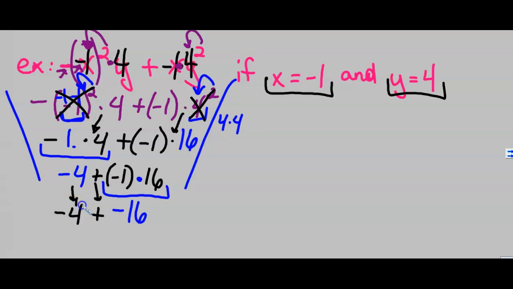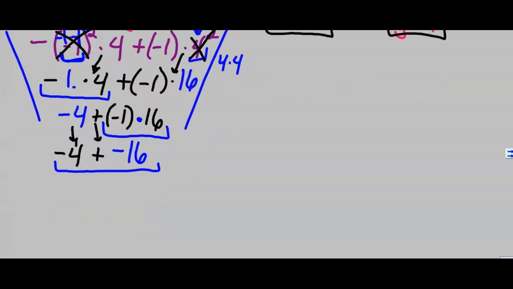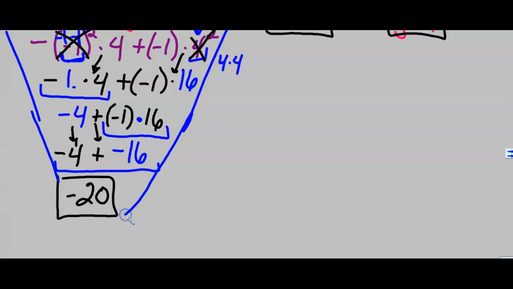If I did not do anything with it, I didn't underline it, I have to drop it down so that I don't forget about it. It's still there. All right, now we're just left with -4 plus -16. They're both negatives, so same signs, we're just going to add those absolute values. We get 20, and they're both negatives, so we stay negative. -20.